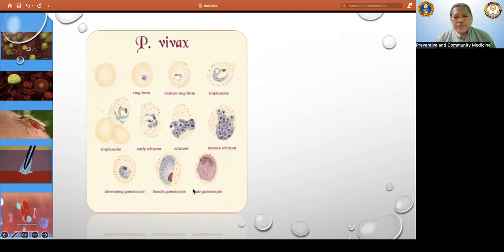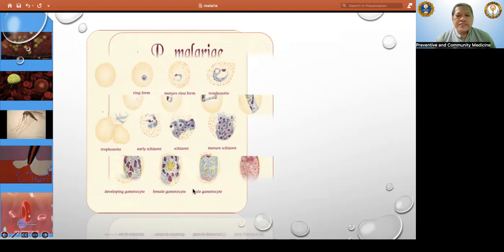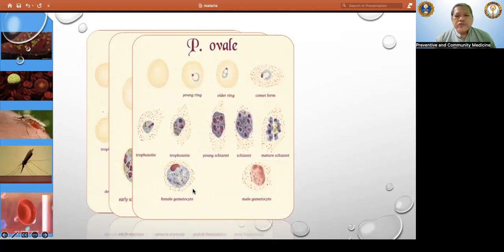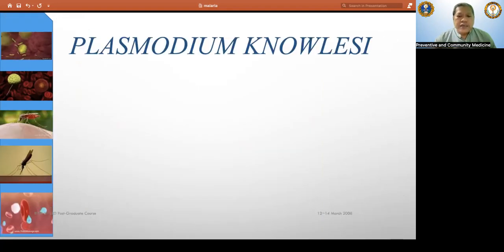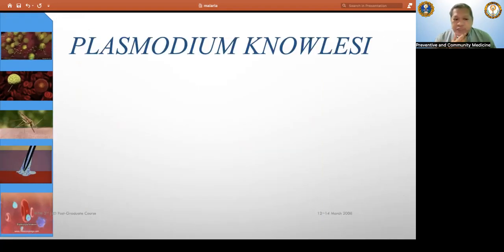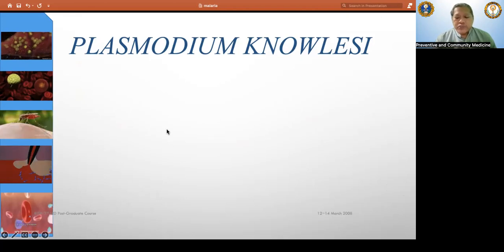Ito yung mga most common. So we have yung Plasmodium vivax for humans, malariae, falciparum, and ovale. Okay, so yung 4 yung most common. Okay. And we have yung 5th in the Philippines. We called it as Plasmodium knowlesi.